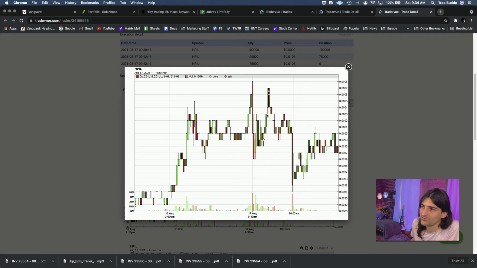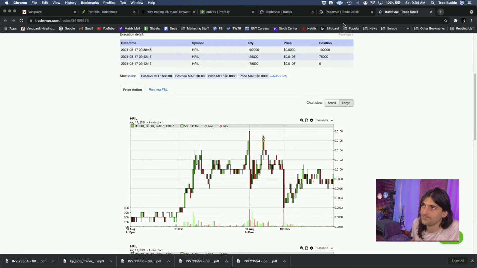And I made this move. This was a great move. This is exactly the trade that I need to be looking for and doing every single time.